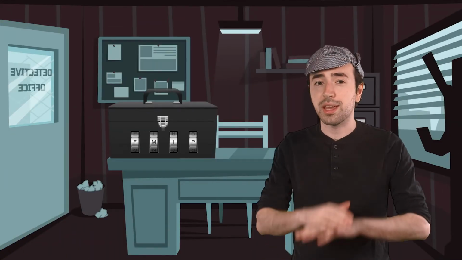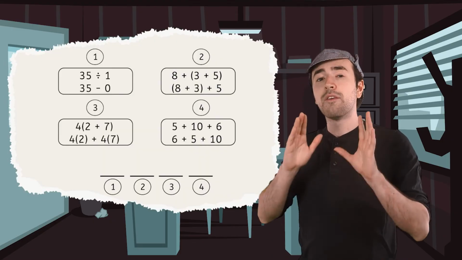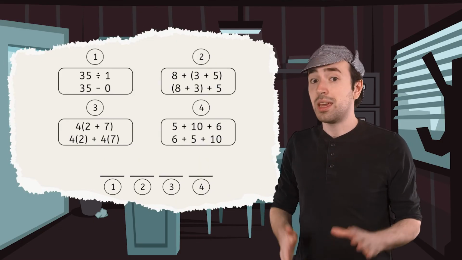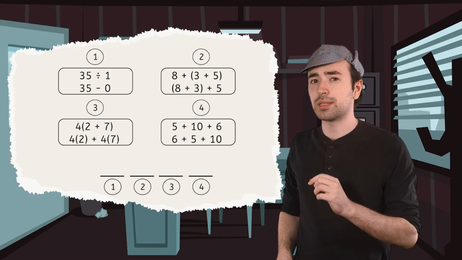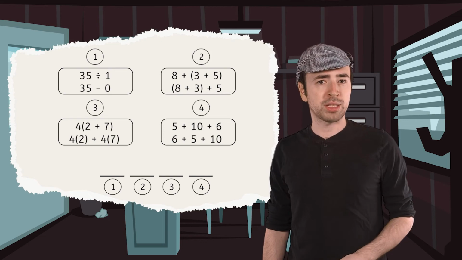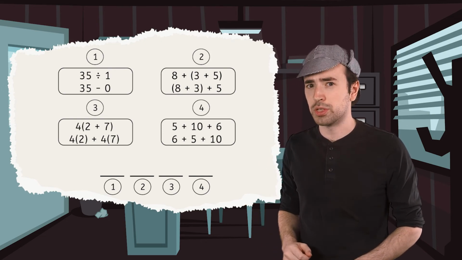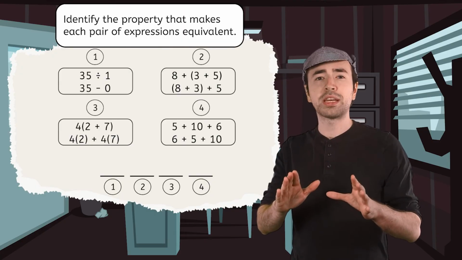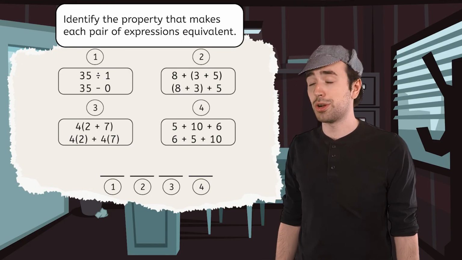Now that we've investigated all the different properties of numbers, it's time to crack the code and solve the case. We have 4 pairs of expressions, and we need to figure out which property makes each pair equivalent. The order of the properties will give us the code for the lock, and we'll be able to recover the stolen goods. Pause here while you identify the property that makes each pair of expressions equivalent. Return once you're done.